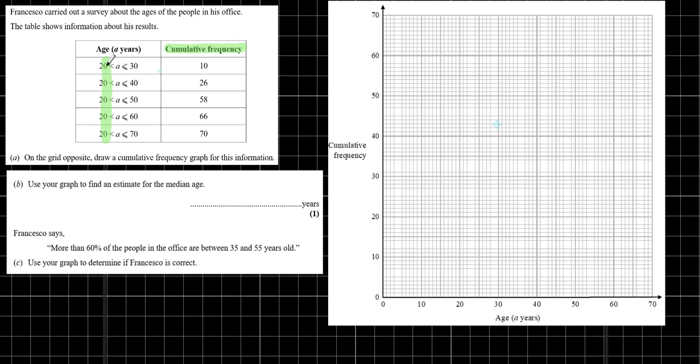So that means we don't have to be adding. You're not doing 10 plus 26. No, you're not doing that. All you're simply doing is plotting. When you plot, you have to plot the end of each group and the cumulative frequency. So what you plot is you plot 10, 10, you plot 20, 10, 30, 10.